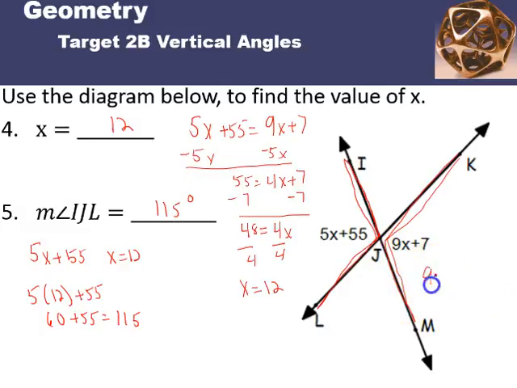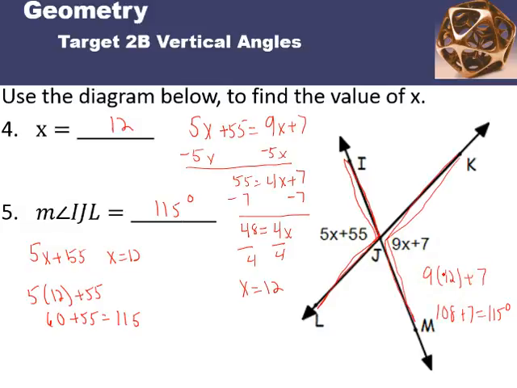And then I can check that by plugging in 12 over here also. So if I did 9 times 12 plus 7, I should also get 115. So 9 times 10 is 90, plus 9 times 2, which is 18. So 90 plus 18 is 108. And 108 plus 7 is definitely 115. So I get that this angle is also 115. Now I didn't need to do that, I just checked it.